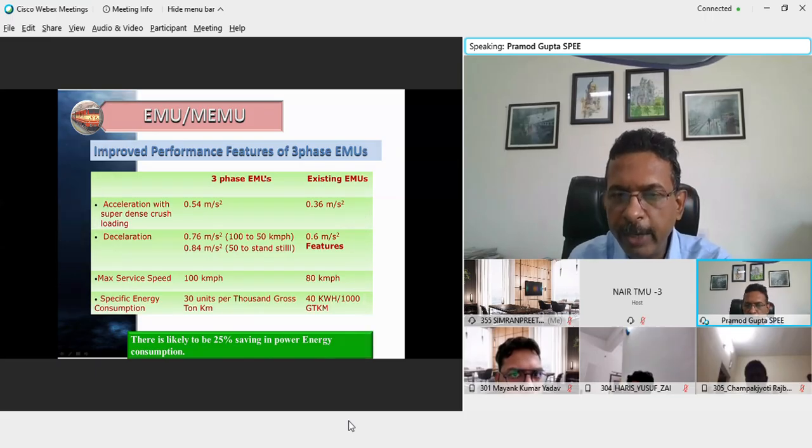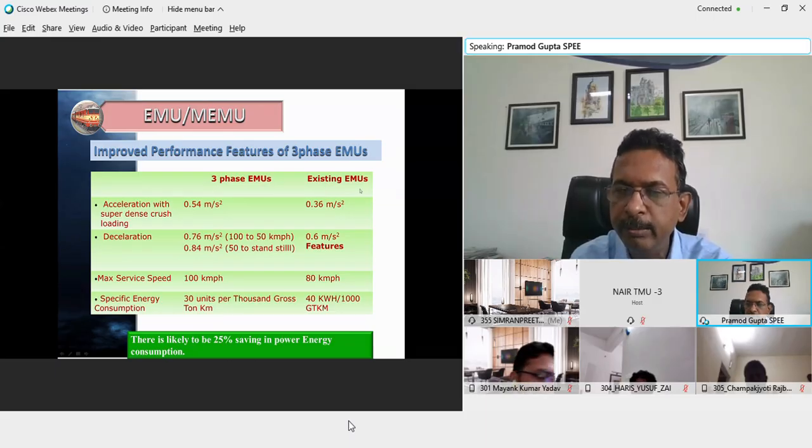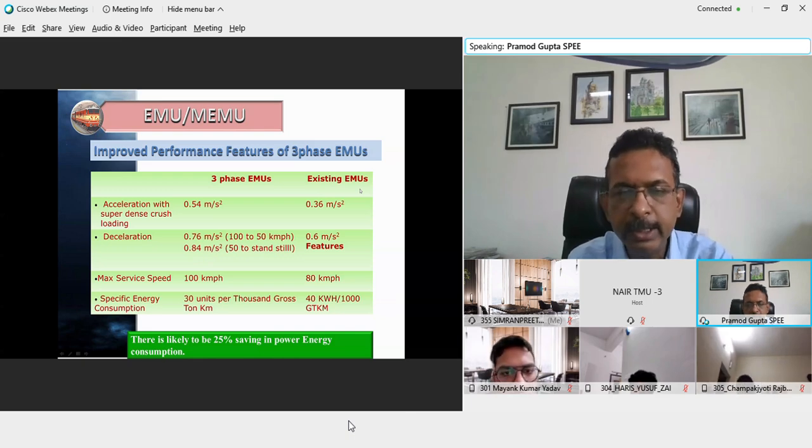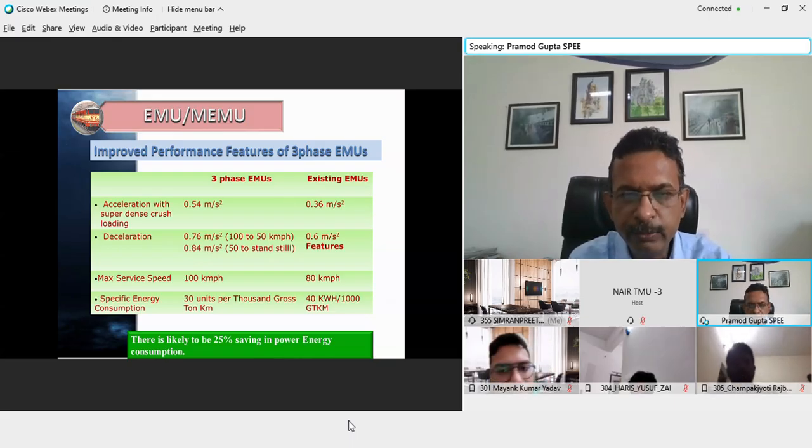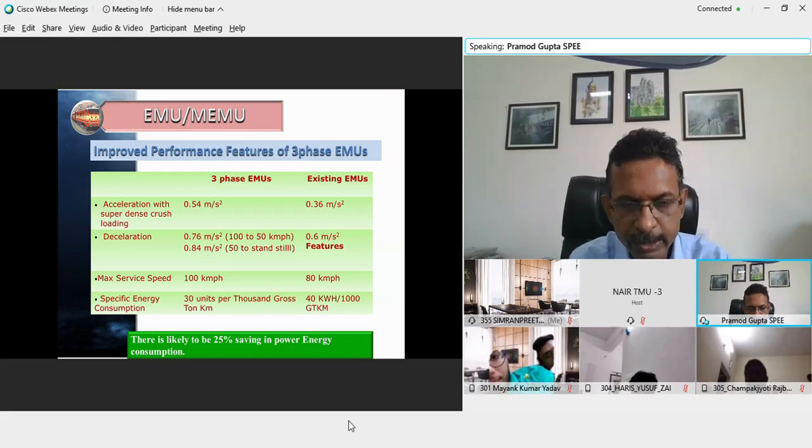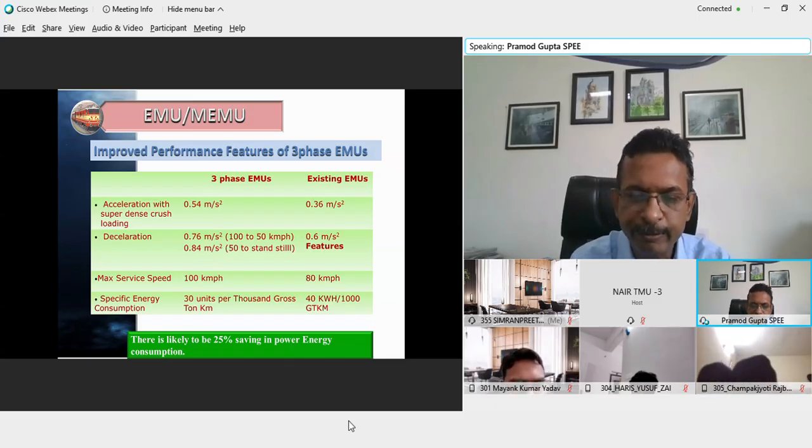These are some of the values or advantages that we have for the three-phase EMU as compared to the existing MEMU. Don't remember these data. It will not be asked in the exam. It is only for you to understand that the three-phase EMUs are far superior as far as acceleration, deceleration, maximum service speed, and specific energy consumption are concerned. It is much more energy efficient as compared to the conventional EMU, and this saving can be as high as 25%.